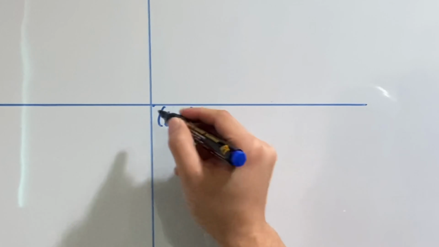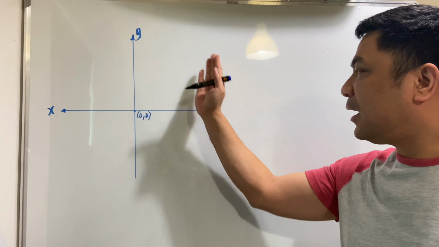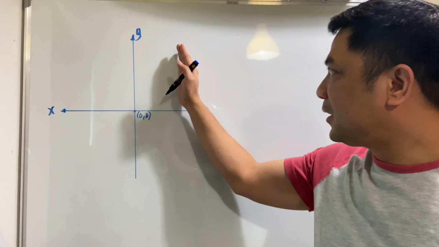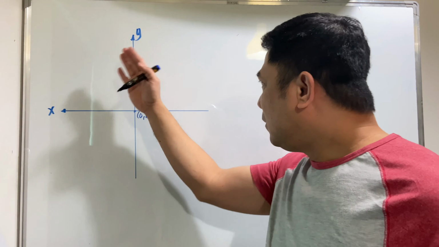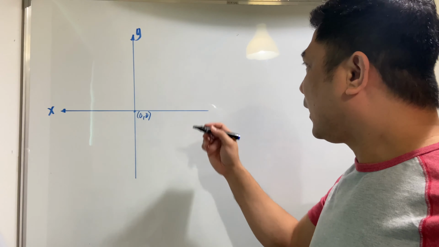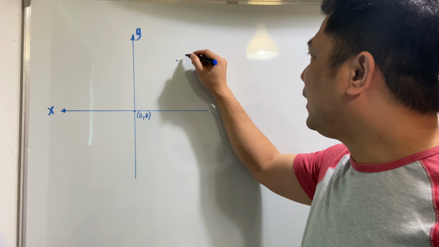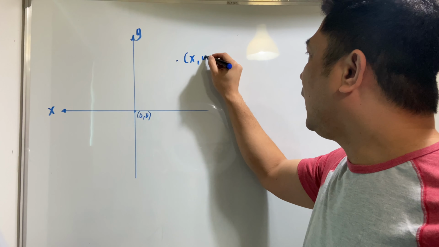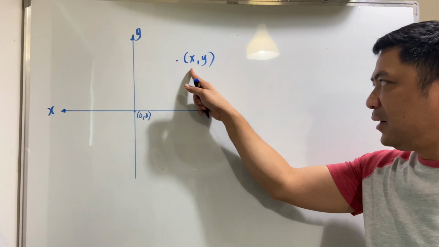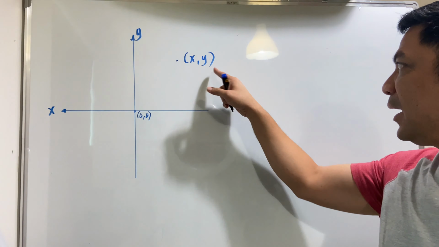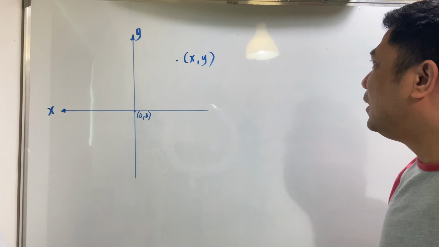Our rectangular coordinate system has 4 quadrants: the first quadrant, second quadrant, third quadrant, and fourth quadrant. If you have a point within the Cartesian or rectangular coordinate system, say for example this one, it is defined as the point (x, y). You have the coordinates x and y. The x coordinate is called the abscissa and the y coordinate is called the ordinate.